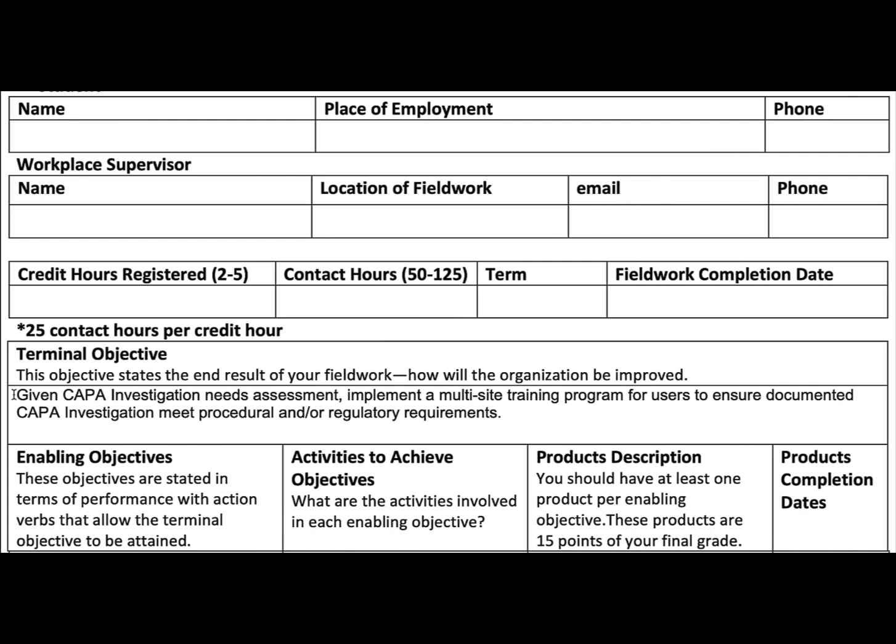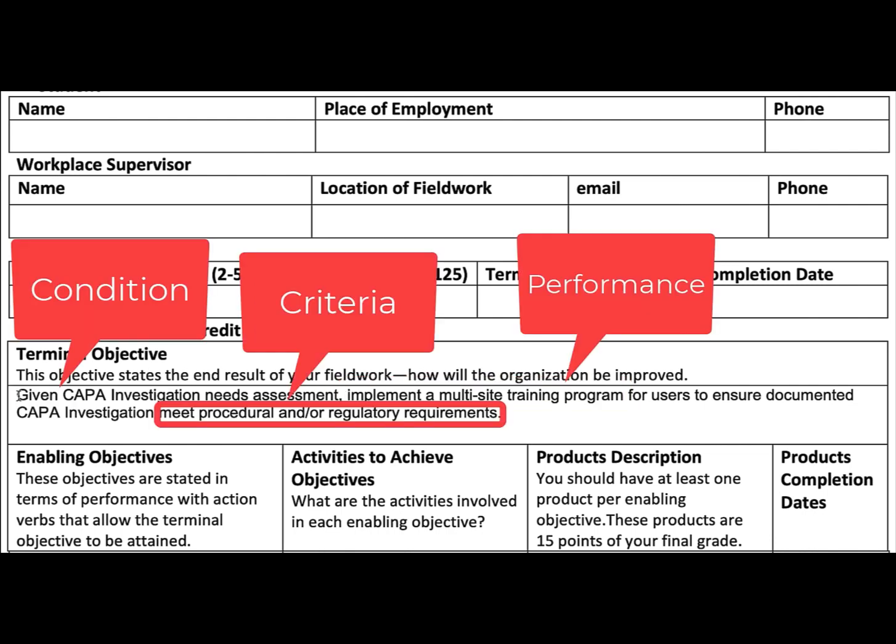So that's kind of a mouthful, but let's break it into its 3 component parts, which a terminal objective must have. It should have a performance, a condition, and a criteria. In this case, the performance is to implement a multi-site training program. The condition is given CAPA investigation needs assessment, and then the criteria is to ensure documented CAPA investigation meets the procedural and or regulatory requirements.